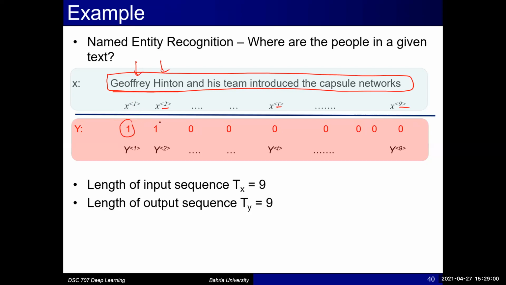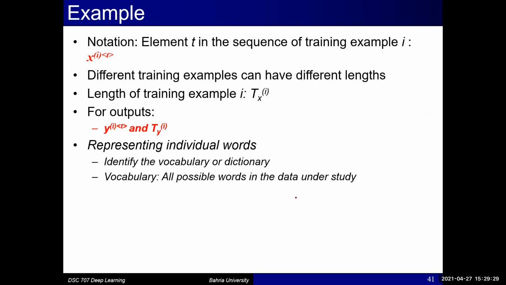So the output is 1 here. And we did not have any other name of an individual, so the outputs are 0. For the length of the input, we use the symbol Tx, which is 9 in this case, and the output is also 9. Of course, if there is another sentence, it may have 6 words, so the output will also be a vector of 6. But the important point is that for a given example, input and output will have the same sizes.